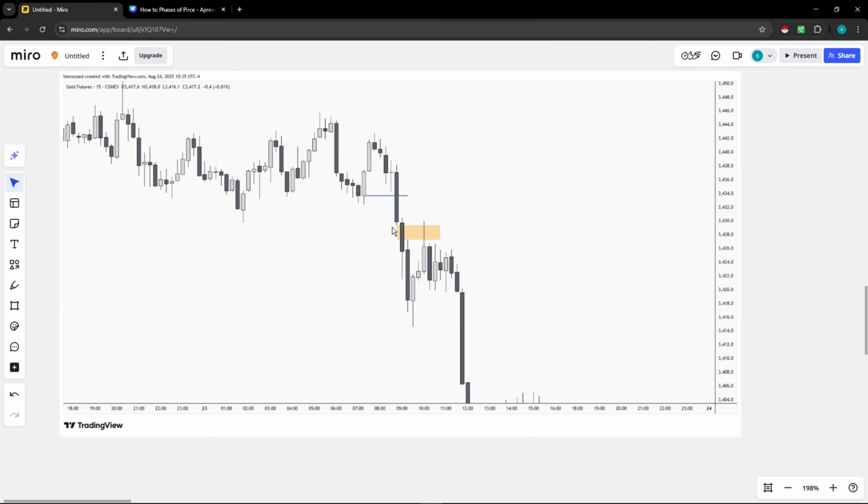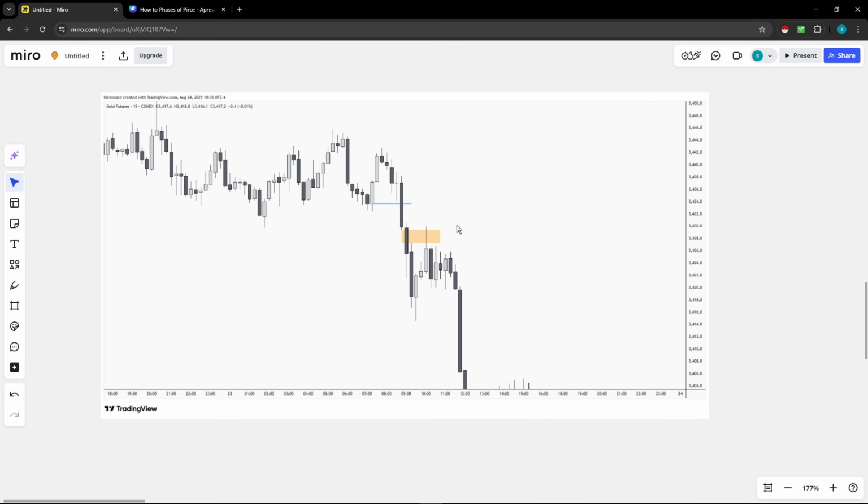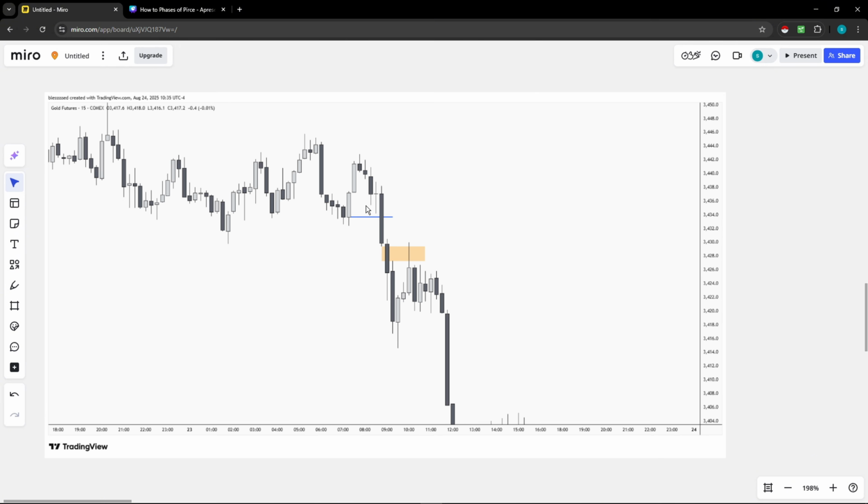Then we retrace into an IPDA array, just like I've said with expansion, how you trade it. We consolidate a bit, changing the state here, and then we expand again. The key concept and key takeaway here is that to trade expansion is always after we make a change in the state of delivery. We want to see a form of retracement to an IPDA array, and then we trade the continuation lower.